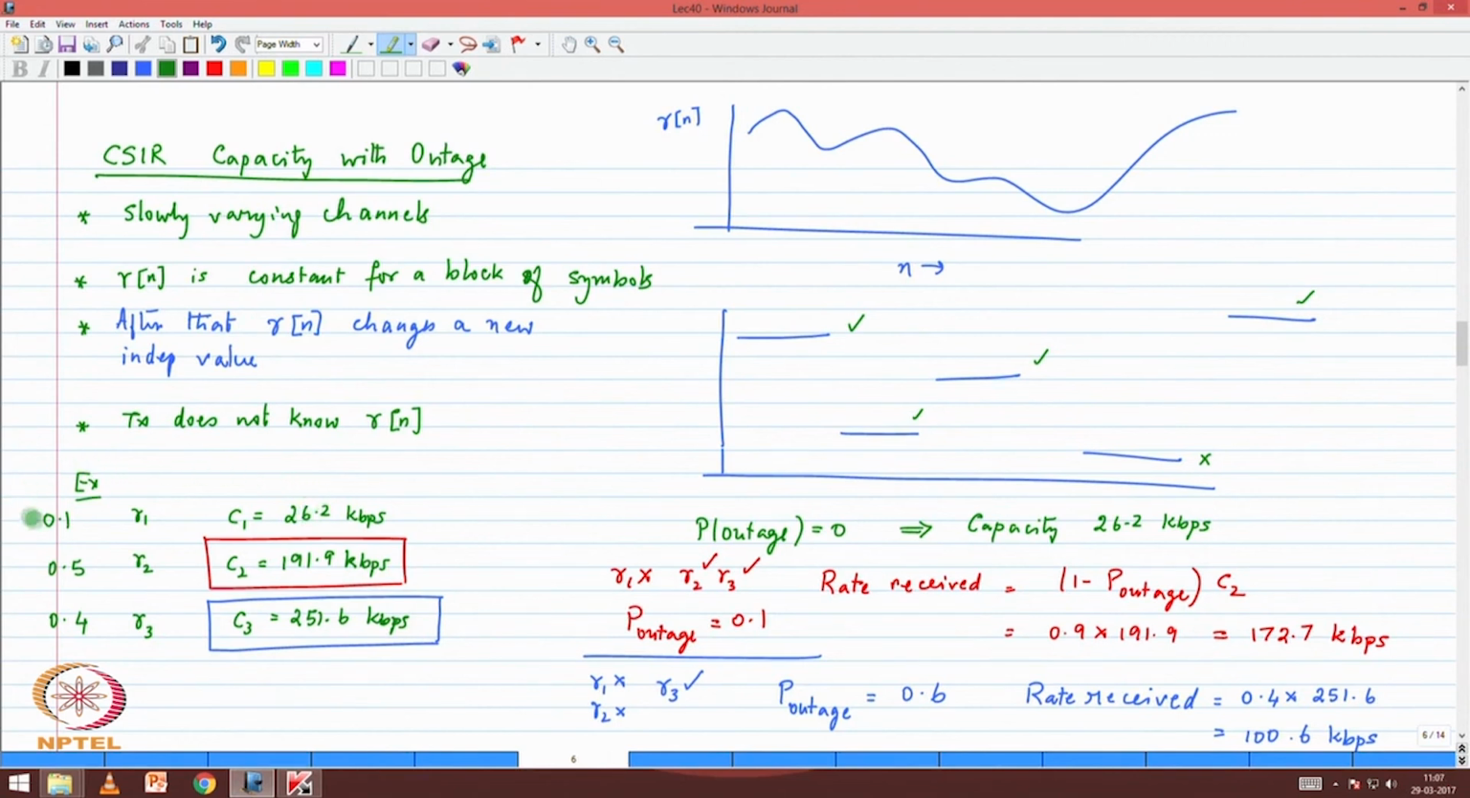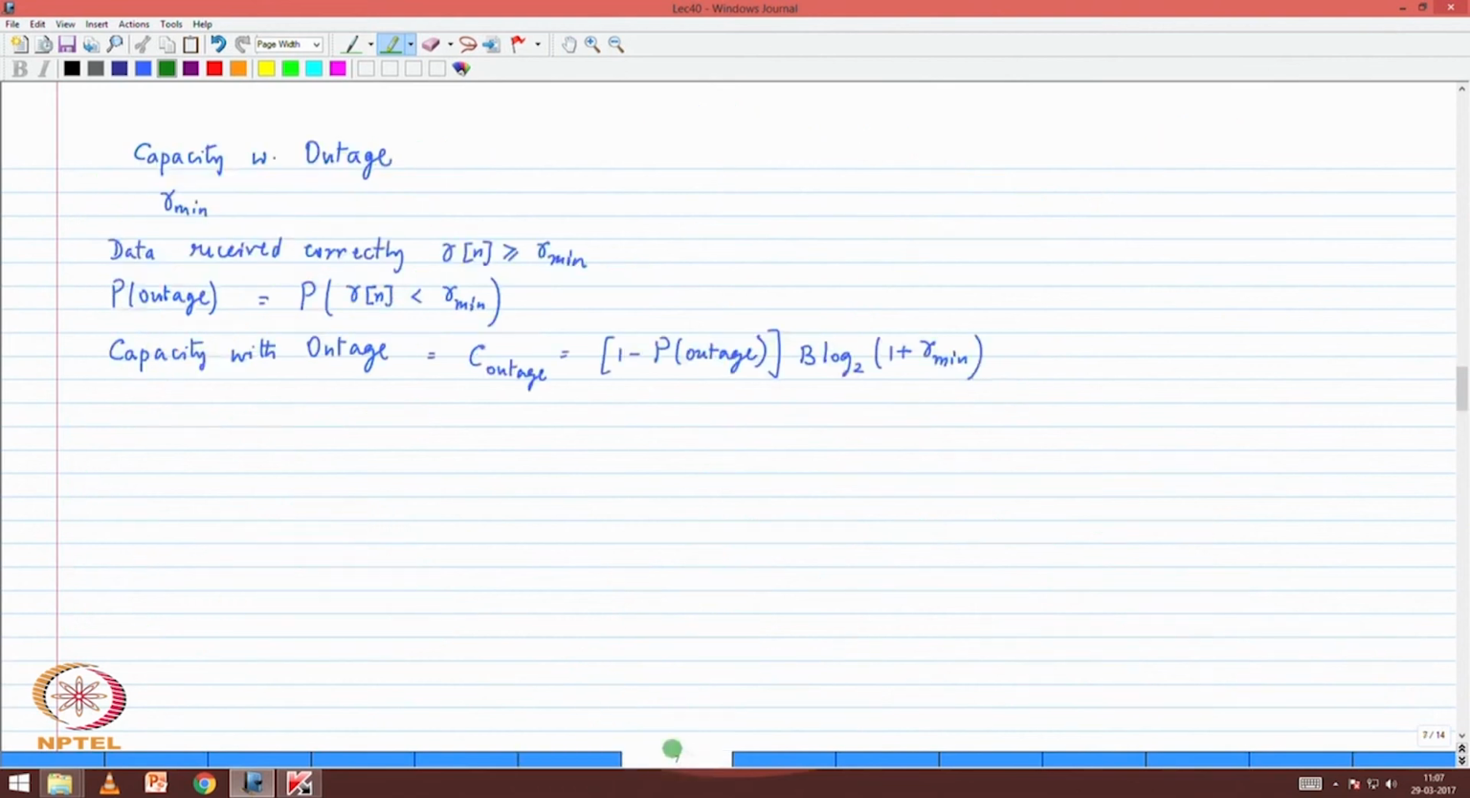So if I consider gamma 1 as my threshold, anything at gamma 1 or below is going to be an outage. Then we showed that we could actually achieve a fairly high data rate without the transmitter knowing the information. All we are saying is that under bad channel conditions, I'm going to consider it as an outage. So that is a good data point for us to keep in mind.